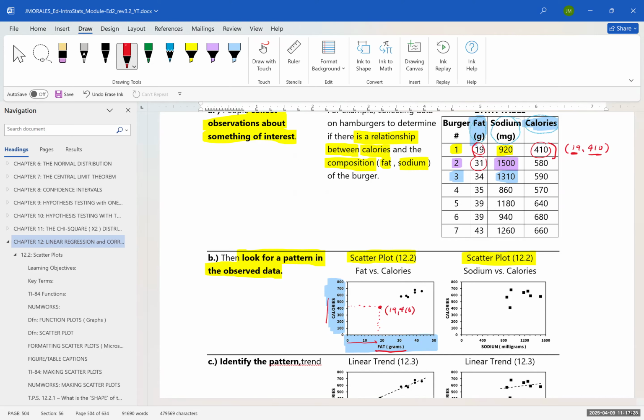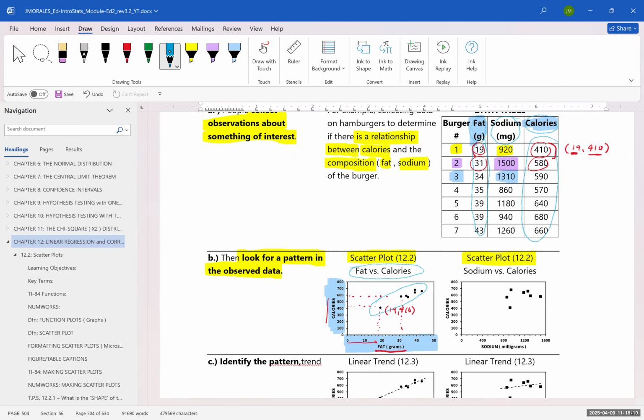If we now plot 31 and 580, we can go up to 31, 580 would be about here and come over, and that's this point. You can see that this collection of points are ordered pairs composed of the fat random variable together with the calories random variable. And that's in this scatter plot here.